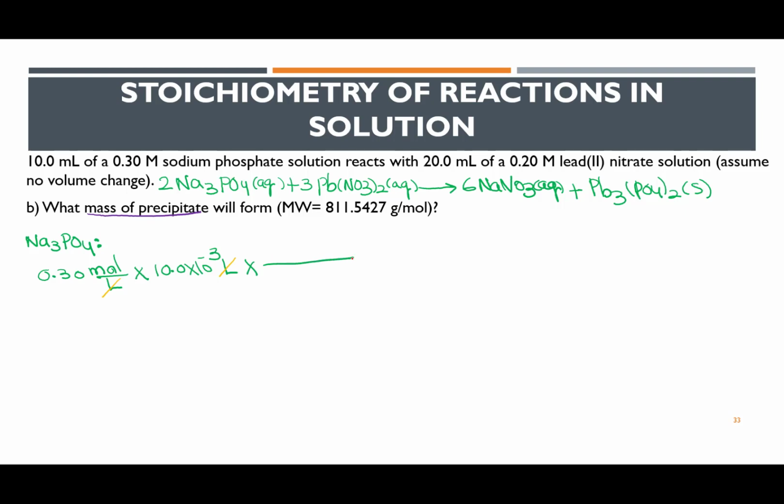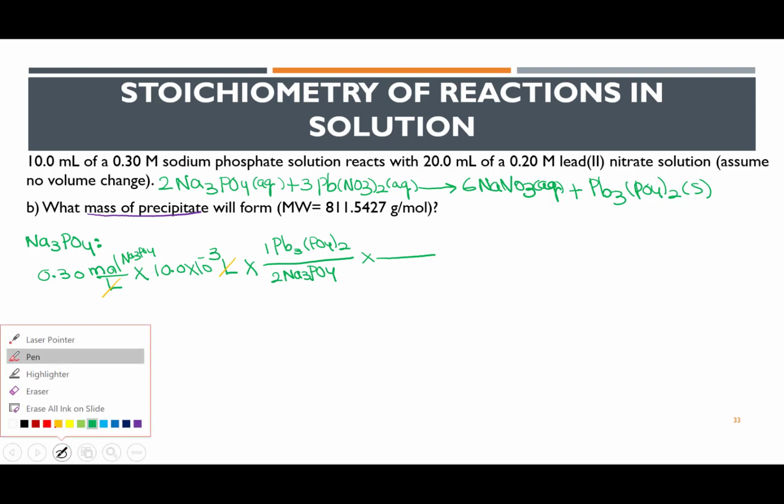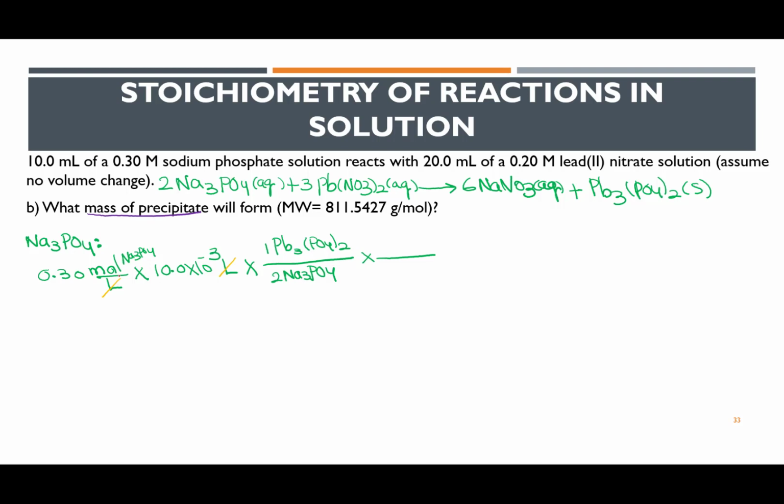Based on this balanced chemical equation, let me write Na3PO4. I'm going to set it up so that the moles of sodium phosphate cancel, and I end up with moles of the precipitate. Then 2 moles of sodium phosphate is proportional to 1 mole of lead(II) phosphate. I cancel out the moles of sodium phosphate, and I end up with moles of the precipitate.